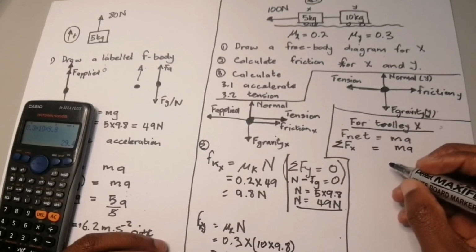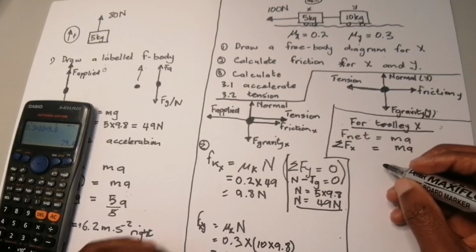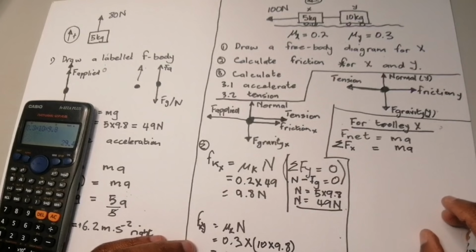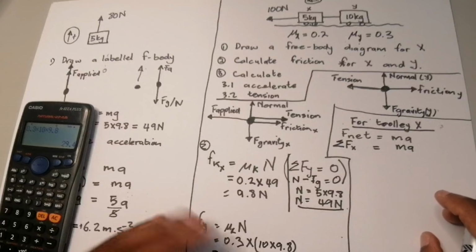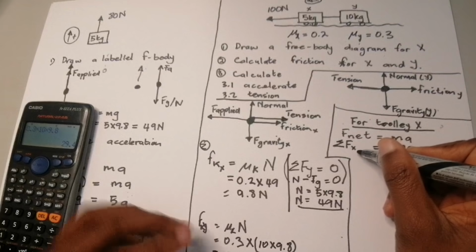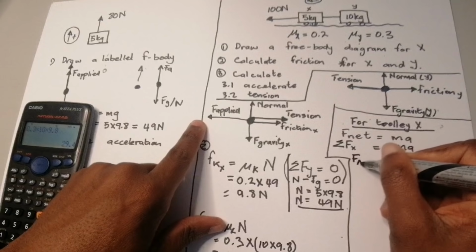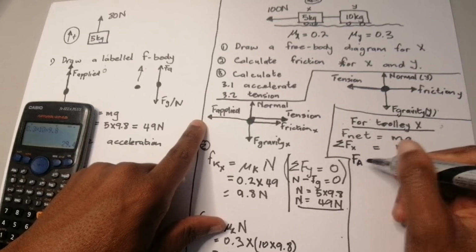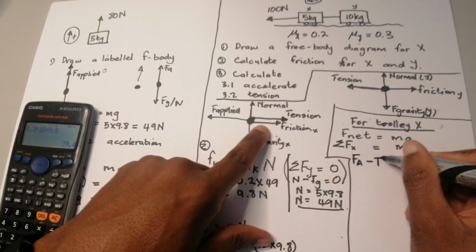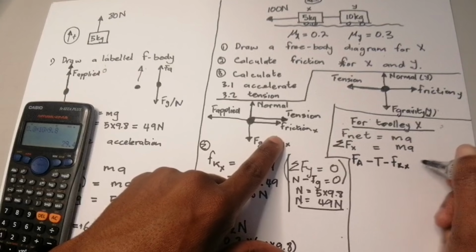There's an applied force there. And by the way, it isn't to say that the direction of the applied force will always determine where the system is going. It just depends on the question. But in this case, I'm assuming that it is going to be moving in that direction. So sum of forces: it's going to be the force applied minus the tension, minus the frictional force on X, and this is equal to MA.